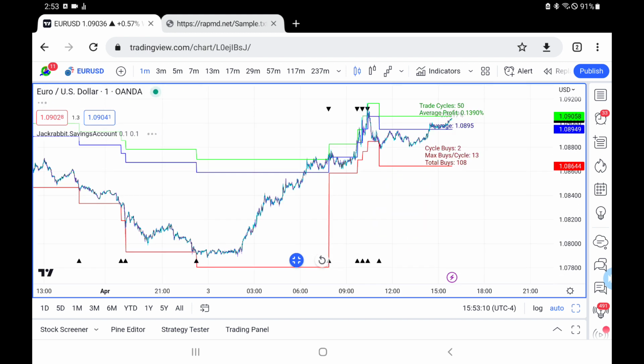Okay, so now that we've seen a very basic and very simple process, let's go and look at a more complicated process where we can actually short the market. Remember, the savings account can only take long positions. It's meant to be a very simple introduction into what Jackrabbit is really capable of doing.